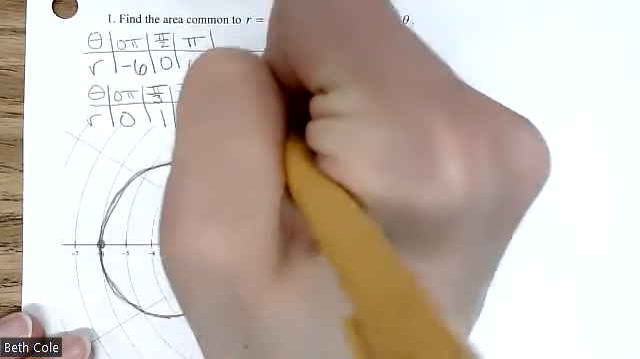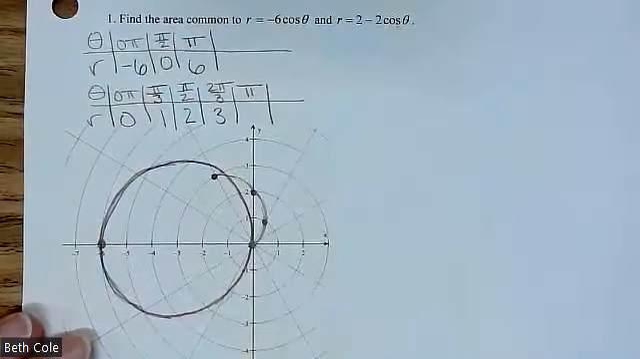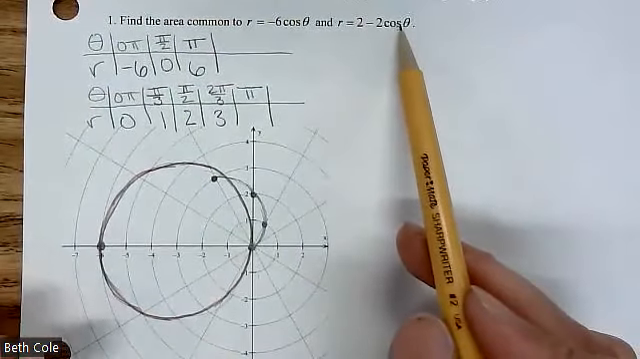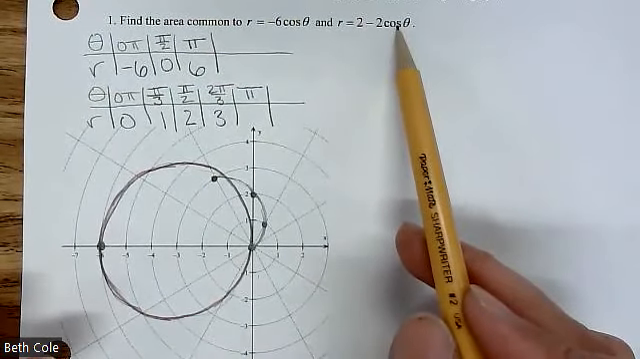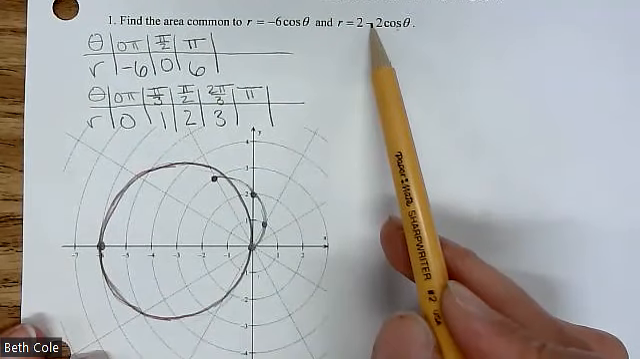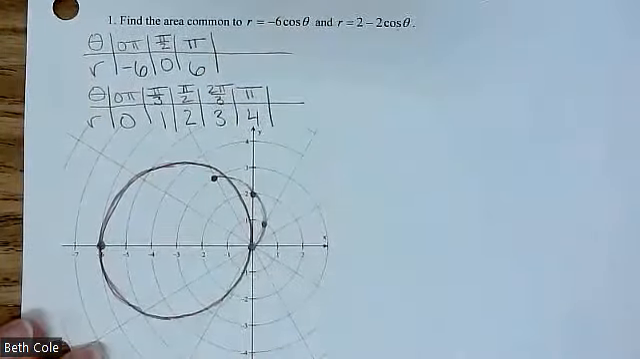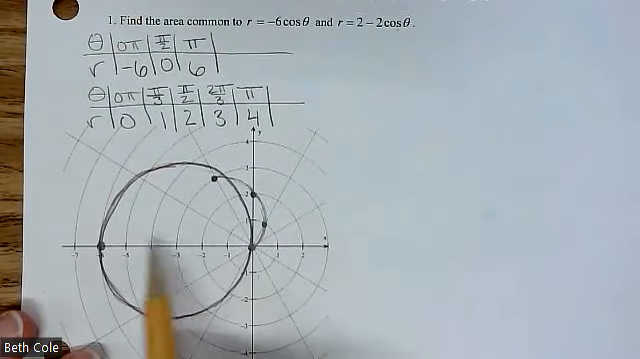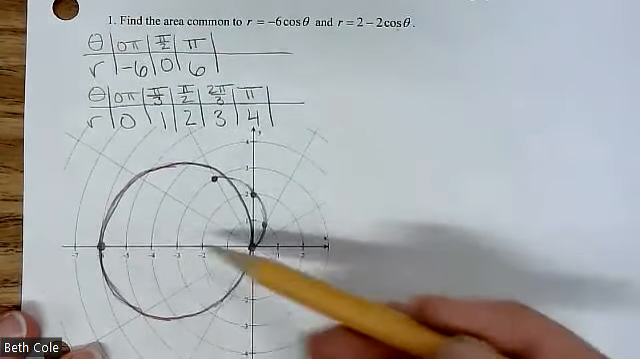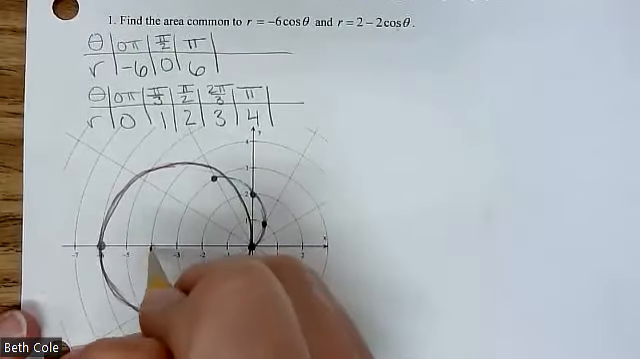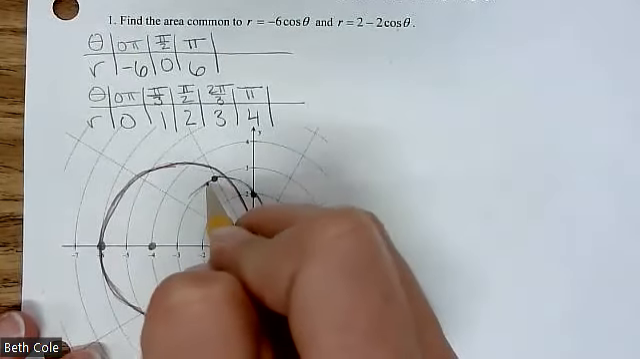And then let's do pi. So cosine of pi, -1 times -2 would be +2. So you get rho equals 4. So if you rotate to pi, that's going to be in this direction. And if you go 4 in the direction of pi, that's going to put you right here. So it's going to connect there.